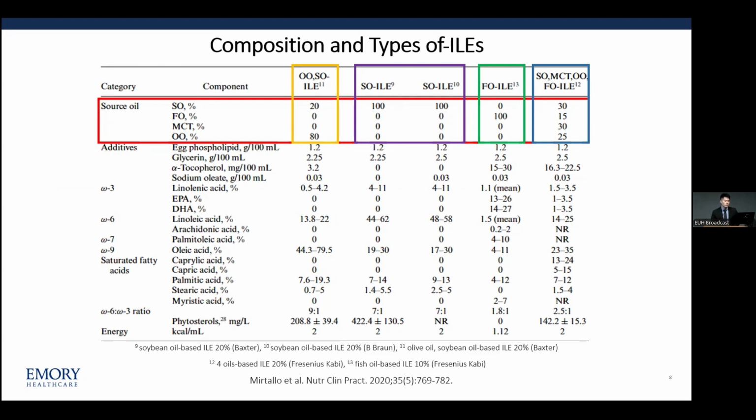The orange box, which is the third generation oil, consists of olive oil with soy oil. As I mentioned before, the development of this product was to decrease the concentration of soybean. Thus, only 20% soybean was included in this formulation, and the remaining 80% was from olive oil. In the purple box is the first generation, which is only soybean oil, with 2 manufacturers making this product. In the green box is the fish oil that was developed, FDA approved for pediatric use only. And in the blue box, this highlights the 4-oil ILE, which explains all the sources of the oil.